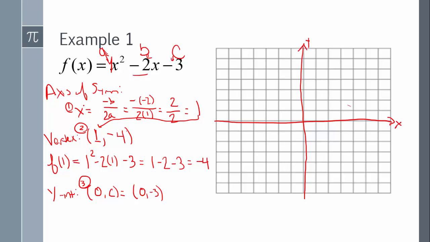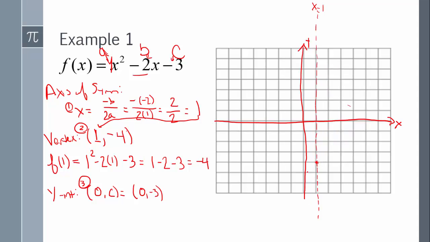All right, so we'll start with our axis of symmetry, x equals 1. So we'll go over here at 1, and I'm going to draw my dotted line for my axis of symmetry. Not too bad if I do say so myself. Now I'm going to go down to y equals negative 4, and I'm going to plot my vertex. So there's my vertex right there.